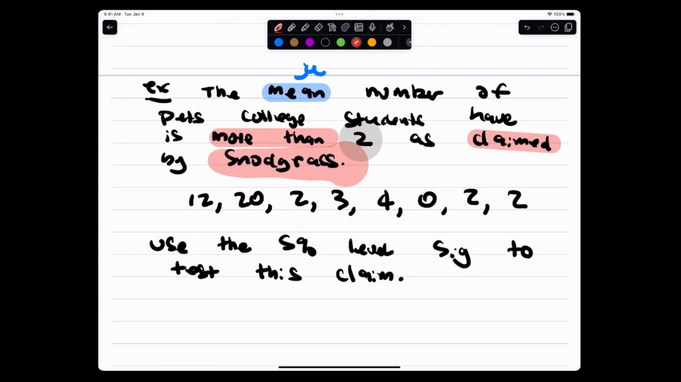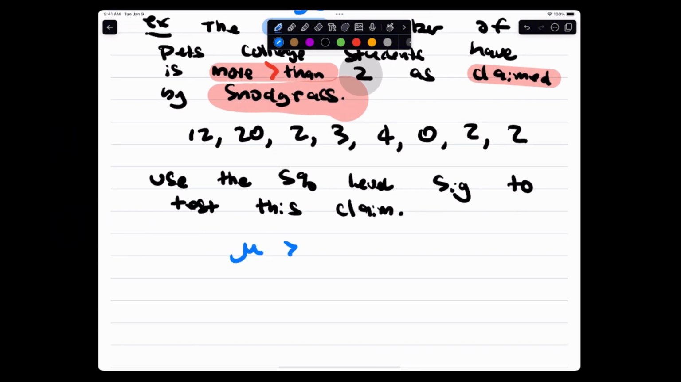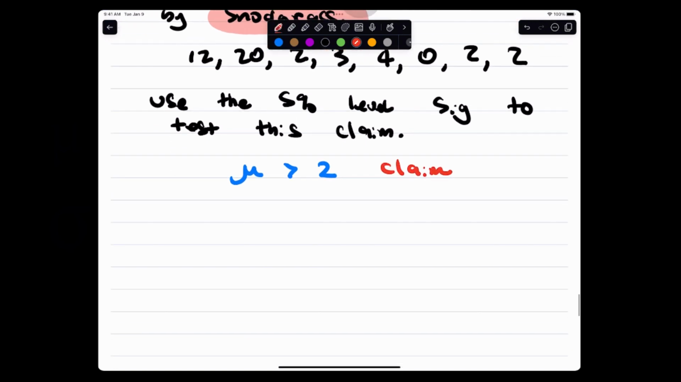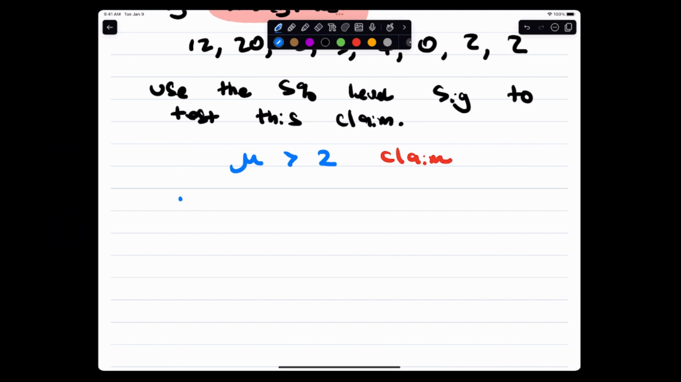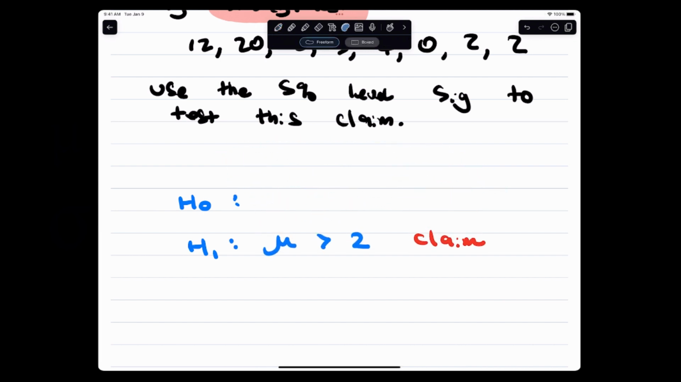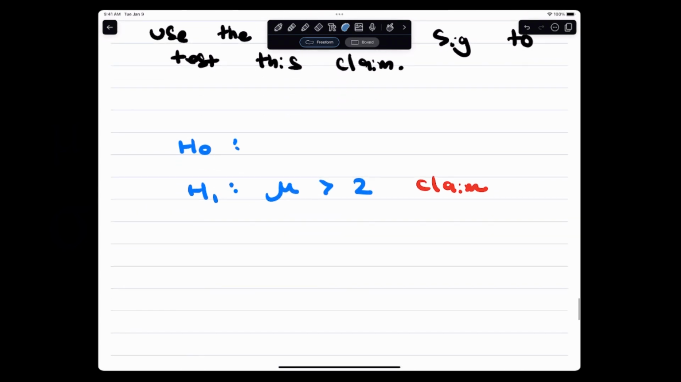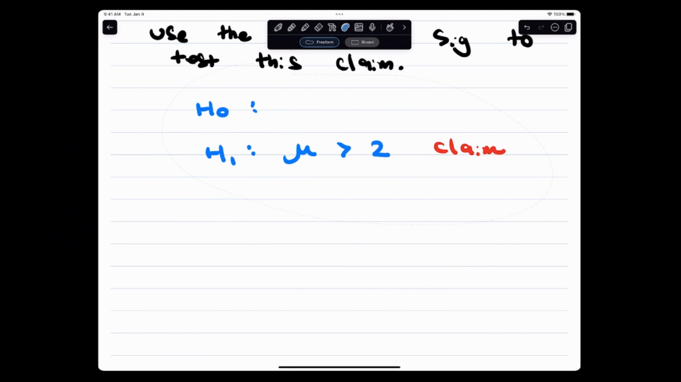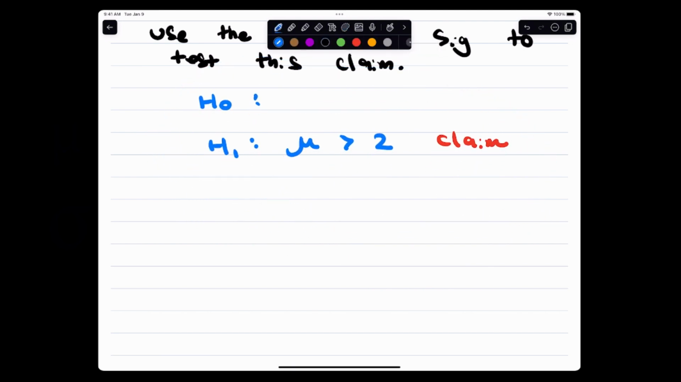How do you represent more than? Greater than. Mu is greater than 2, and that is the claim. So, where does that go? Is that a null or is that an alternate? Oh, it's an alternate. Why? There's no condition of equality. You don't see equal there. So, good. Now, the opposite of greater than is less than or equal to 2.